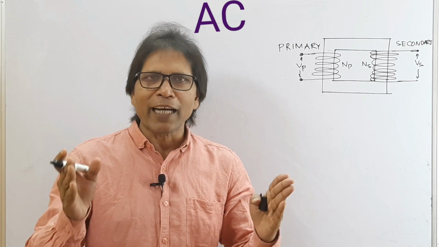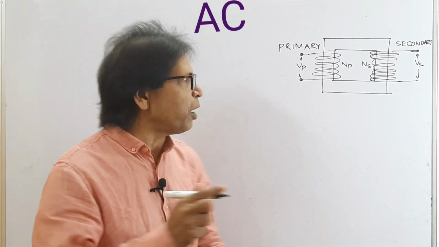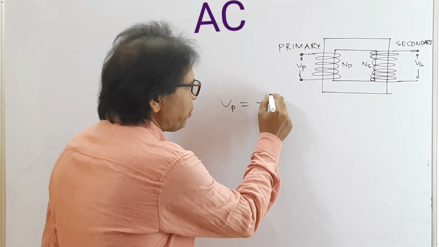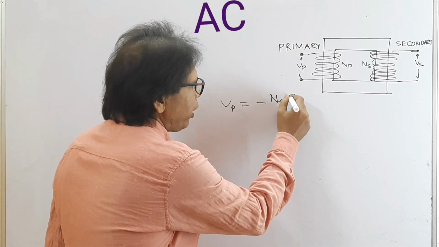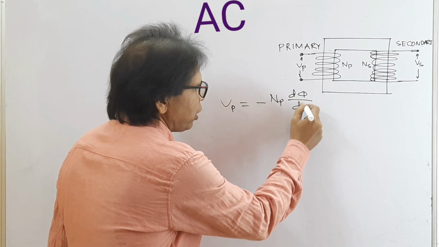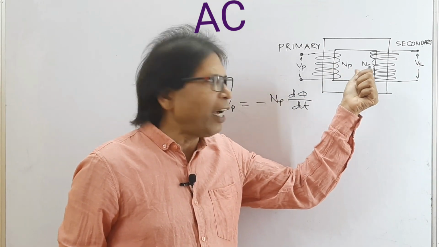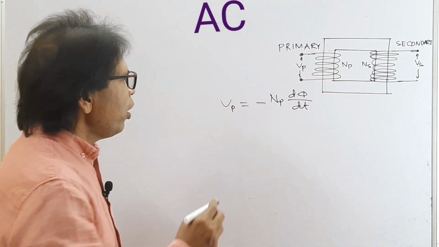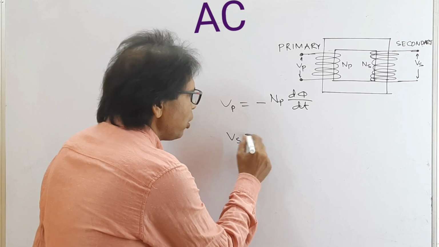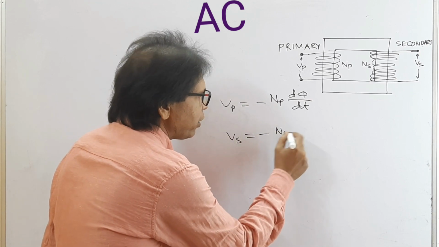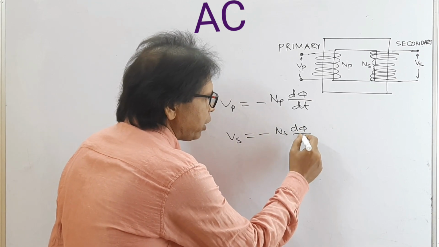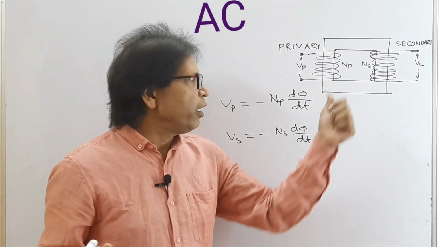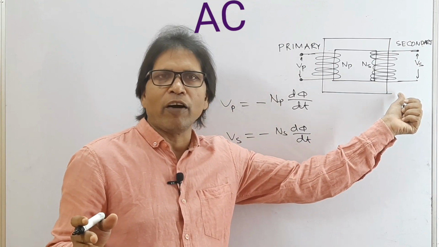If phi is the flux linked with each turn of the primary coil, then Vp equals negative Np into d phi by dt. If all the flux is linked with each turn of the secondary coil, then look at this, Vs becomes Ns into d phi by dt. The main assumption is there is no flux leakage in the primary and in the secondary coil.